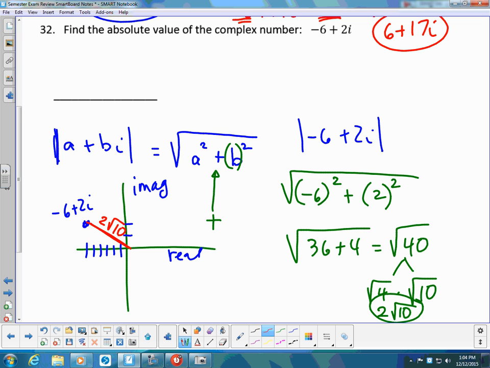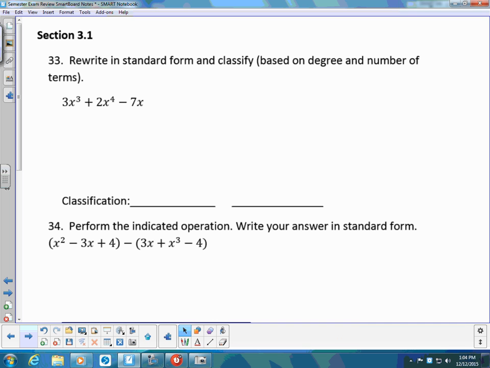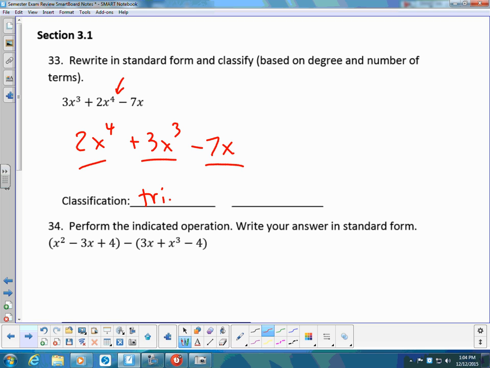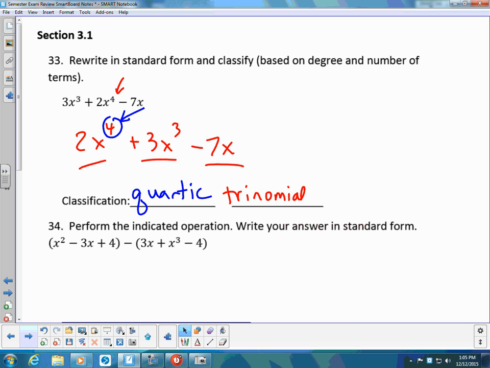All right, let's take a look at the next one, number 33. Now we're into chapter 3. It says rewrite in standard form and classify based on the degree and the number of terms. So if we're going to rewrite this in standard form, we're going to have to write the 2x to the fourth first, because that's the highest power, then 3x to the third, because that's the next power, and then minus 7x, because that's the next power. That's in standard form. The classification, well, there are 3 terms, so that makes it a trinomial, but it is degree 4, so since it's degree 4, we would call it a quartic trinomial. Actually, it probably makes more sense to put those words in this order. So, quartic trinomial.